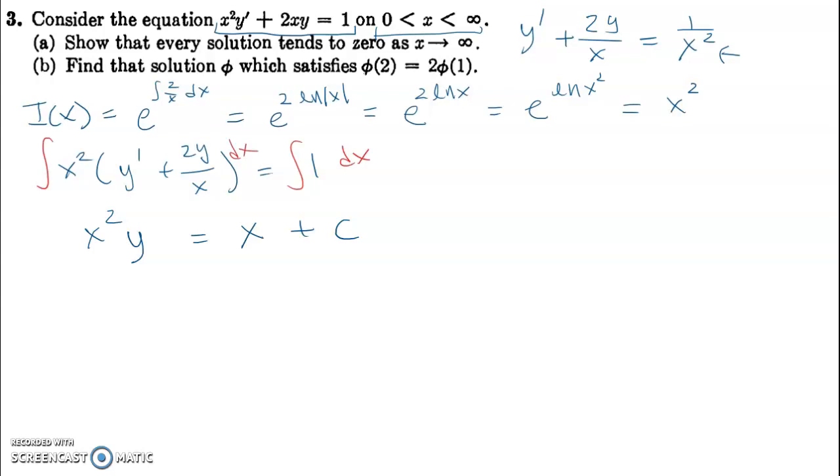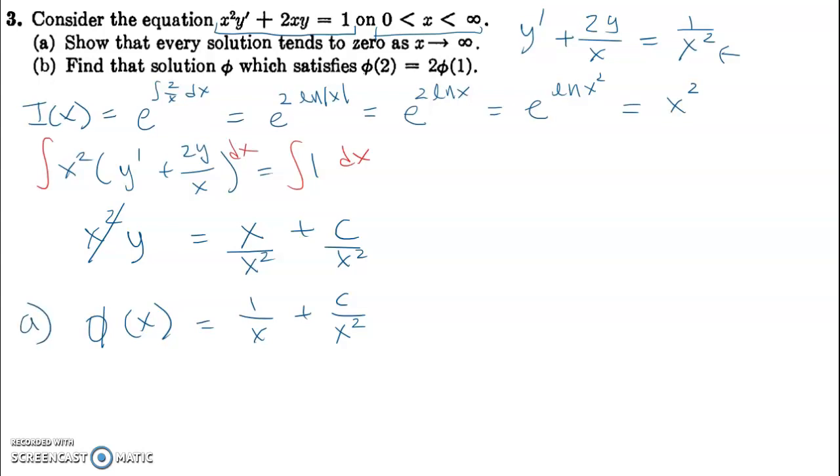Okay, finally, to get y by itself, we can divide both sides by x squared, so we can rewrite our final answer as phi of x equals 1 over x plus c over x squared.